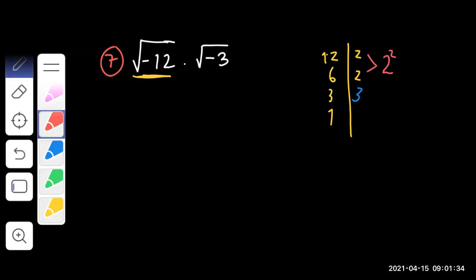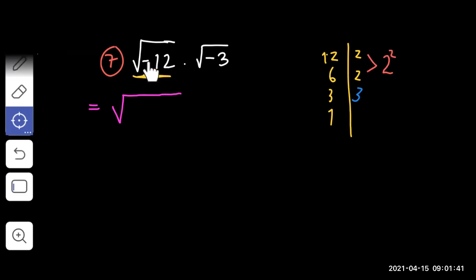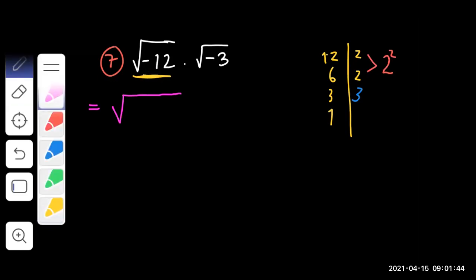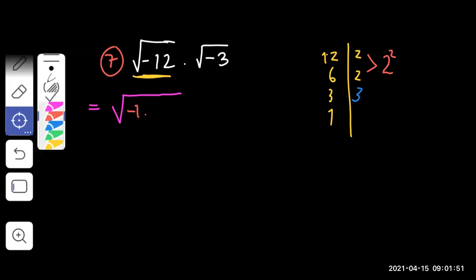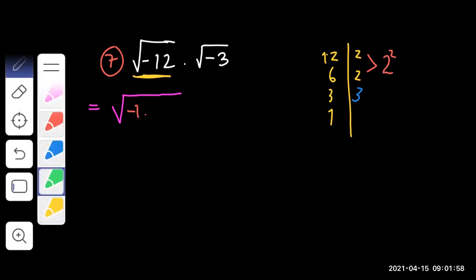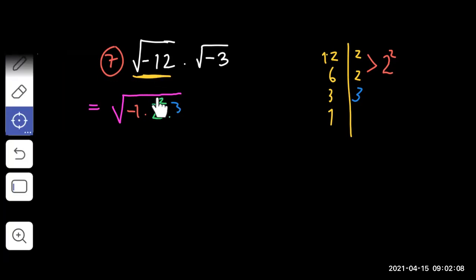Okay, we got it. Let's rewrite this: square root of. What are we going to do with the negative? Negative 1. We are going to separate it: negative 1 times 12. What is 12 equal to? We just factor it. 12 is equal to 2 squared times 3. Excellent. Just like that, you simplify this.